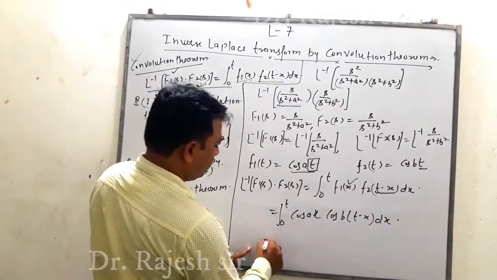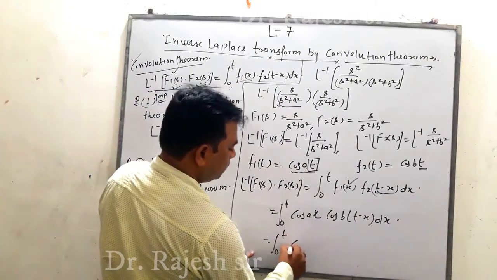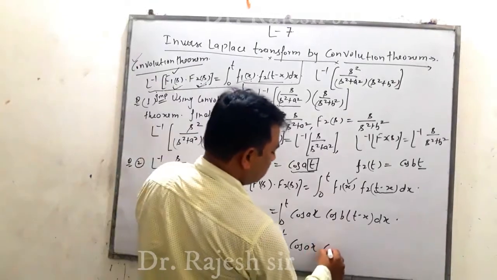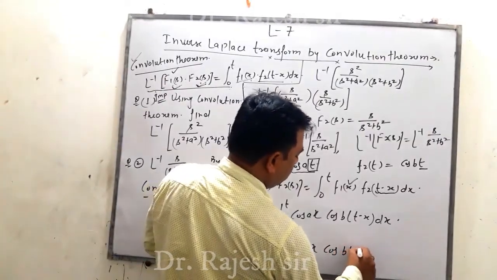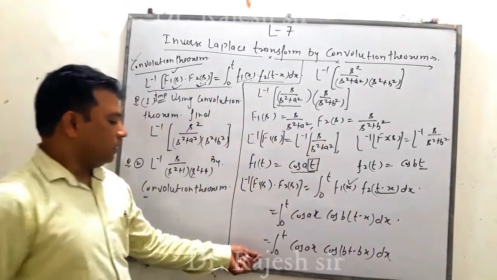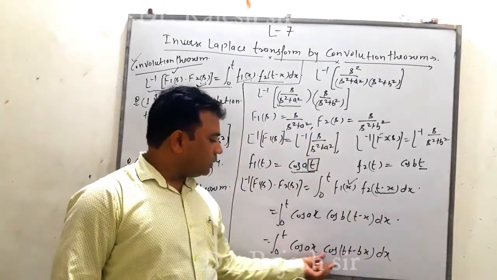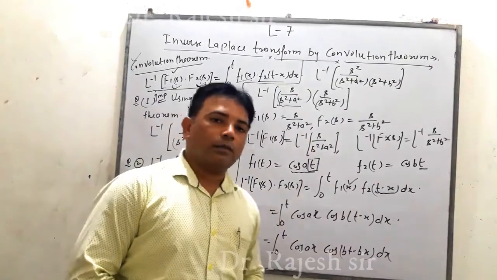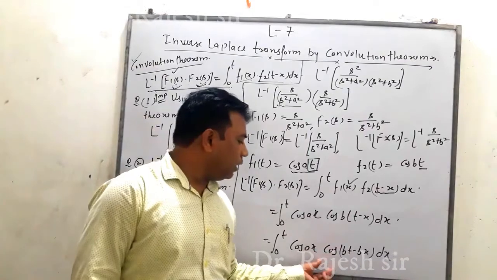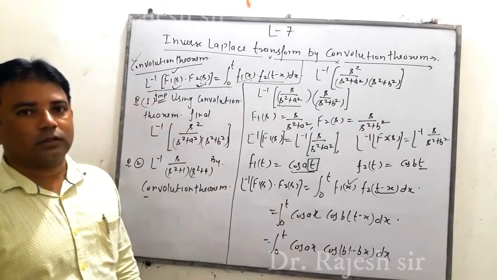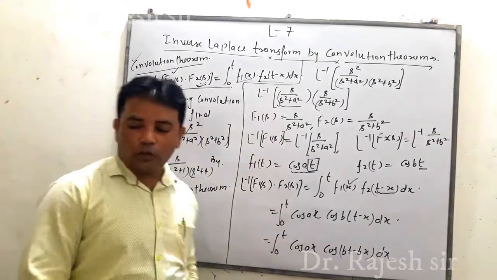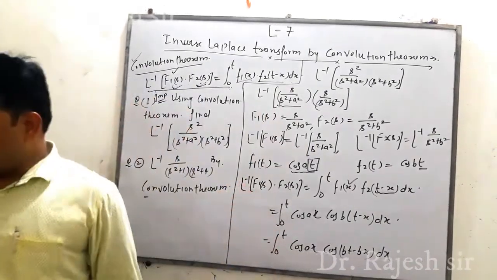Now the integral from 0 to t of cos ax multiplied by cos(bt minus bx) dx. With the limits 0 to t and the product of two functions, we integrate this function using some important formulas, and then solve the question. So you understand this process, and now we continue this question.